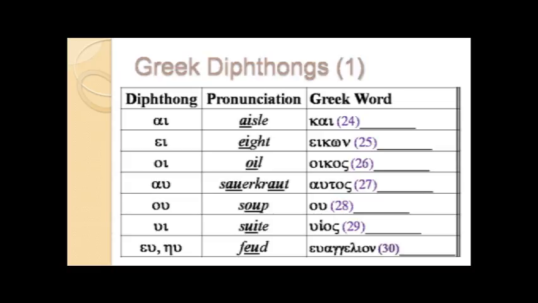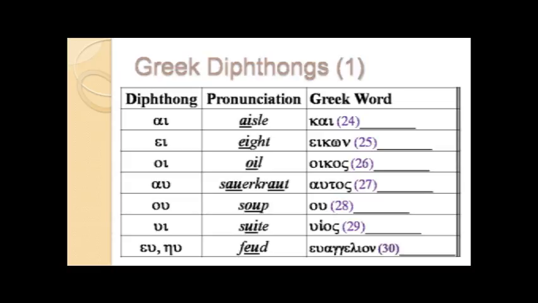Icon, it means image or likeness. Icon is an image or a likeness. For example, in Colossians 1:15, Paul refers to Christ as being the image of the invisible God. The word that is behind that translation image is icon, image, likeness, imprint.